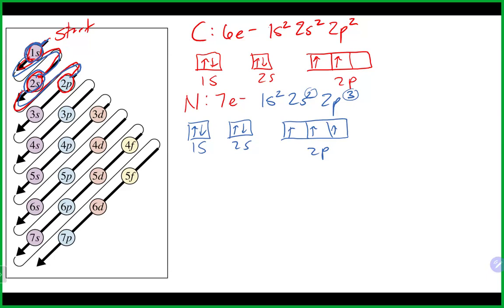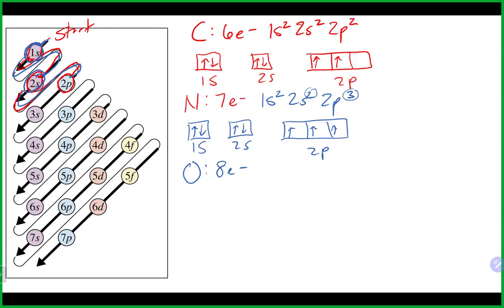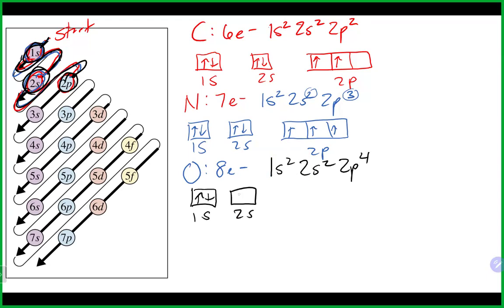Oxygen, which is 8. Oxygen is 8 protons. It would have 8 electrons. Again, starting up there at the top, we'll go 1s2. Zigzagging this way, 2s2. And now coming this way, 2p4 in this case. Again, kind of continuing on our visual here. These guys are still filled.